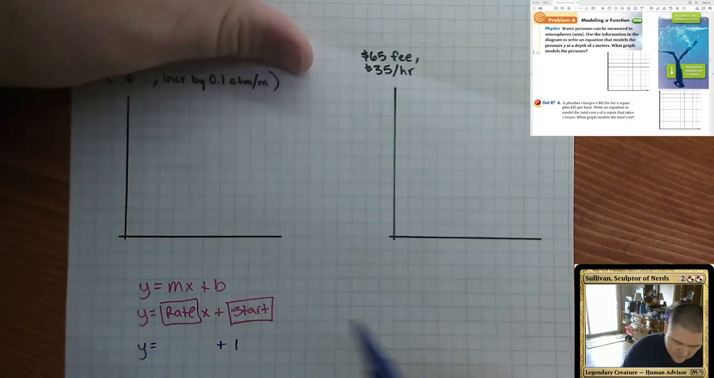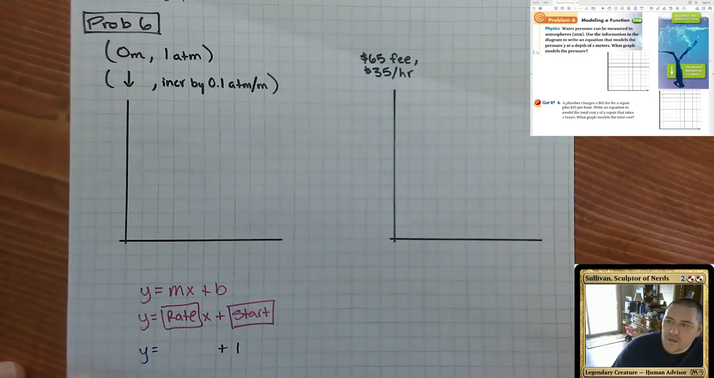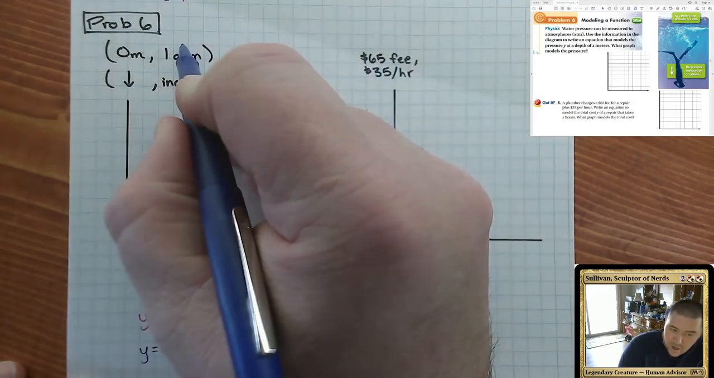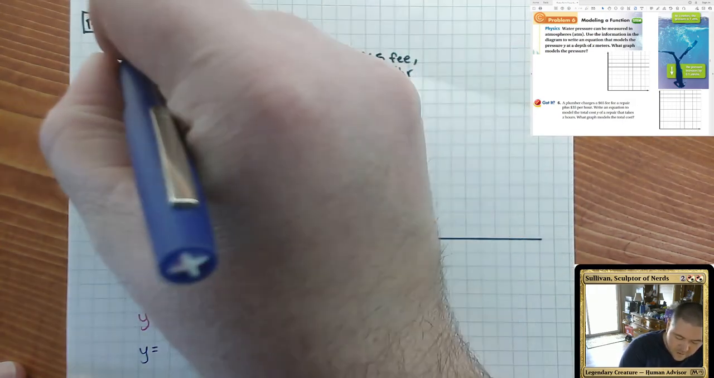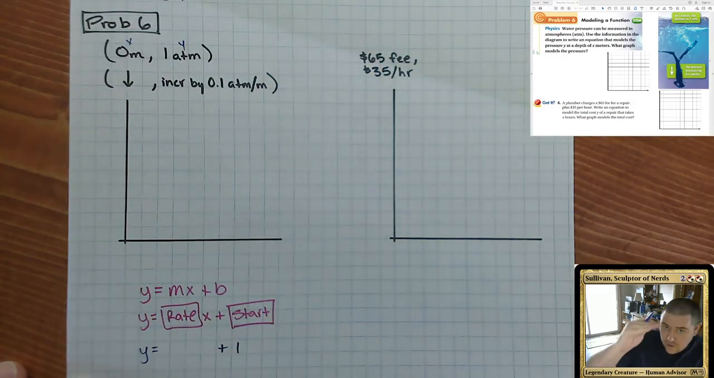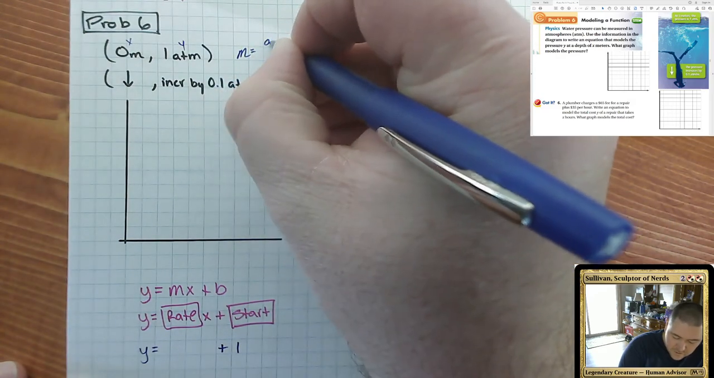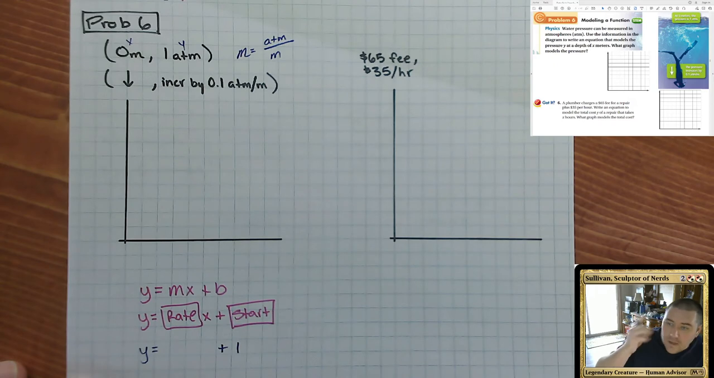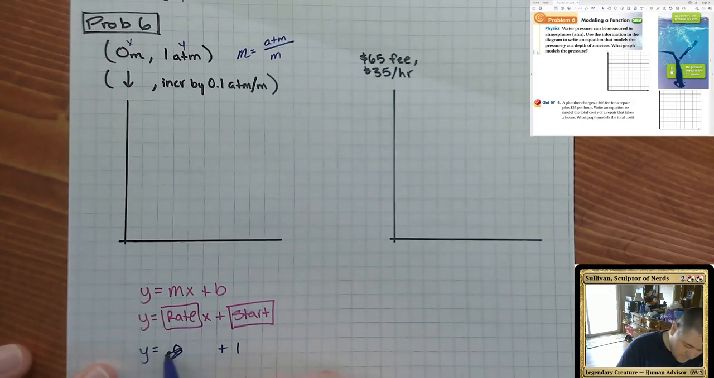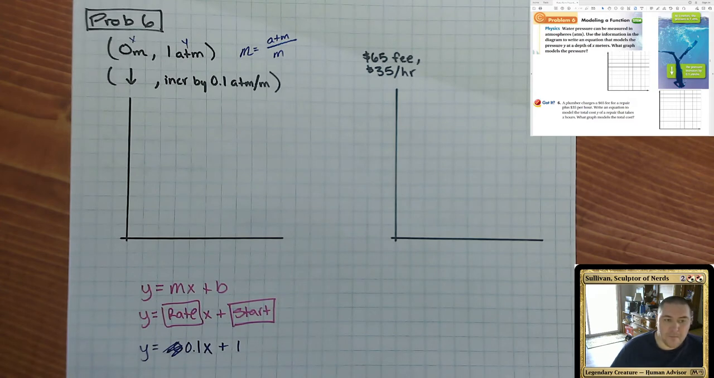See, maybe we better define our x's and y's here again. The problem says the pressure y at a depth of x meters. So if this is y and this is x, remember that our slope is always change in y's over change in x's. That means my slope is atmospheres per meter. Oh, well, they wrote atmospheres per meter. It increases by 0.1 atmosphere per meter. So 0.1x. That's my rate. They just tell me my rate and my starting amount. So they're giving me my slope and my y-intercept, just like we did a couple examples ago.